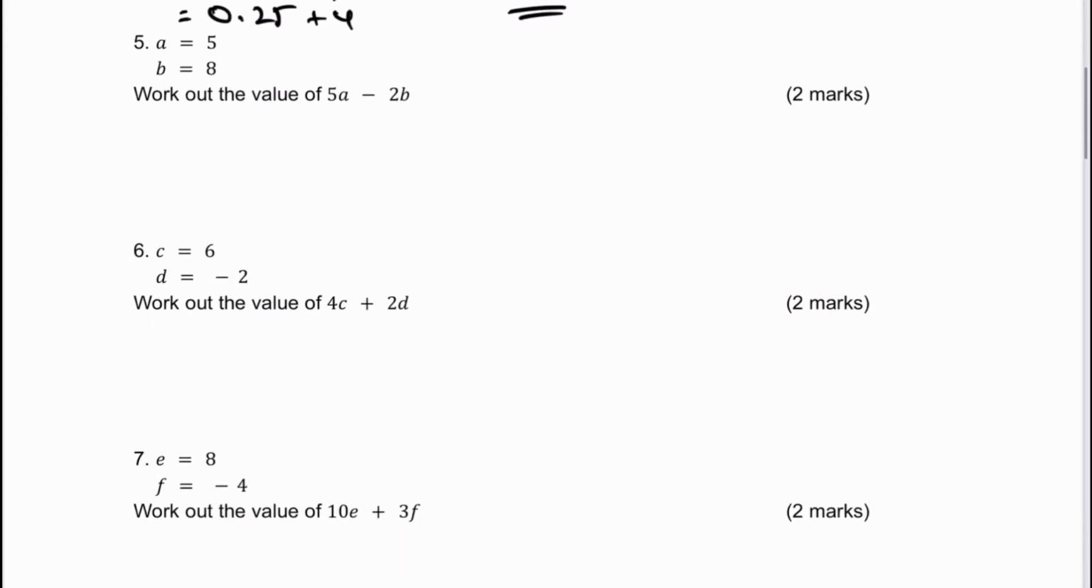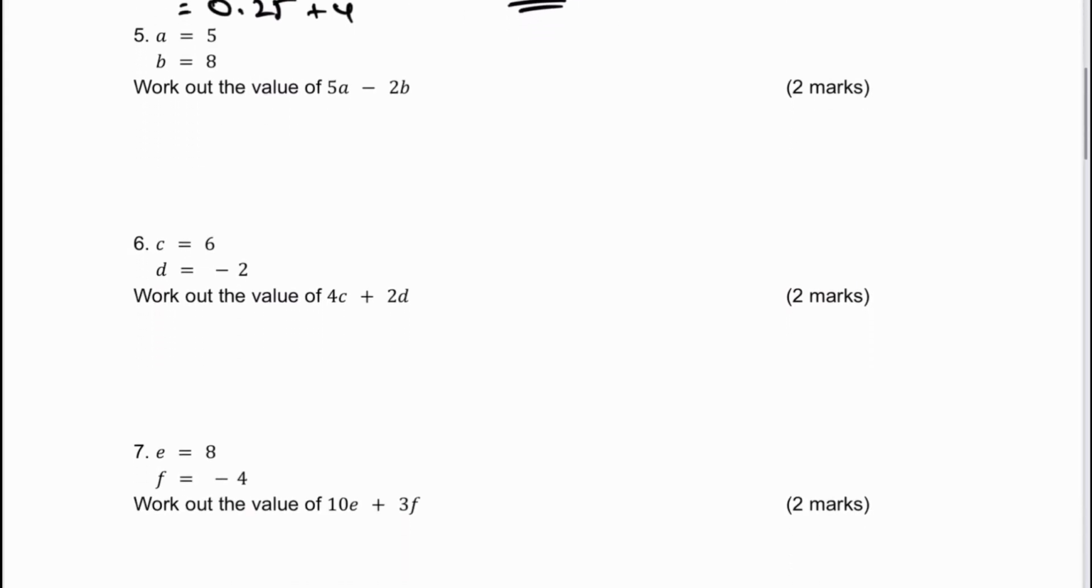Okay, let's have a look then at question number 5. Now this is a formula, or the value of 5a minus 2b, but this time we've been given a and b at the top there, so that's going to be 5 times a, which is 5, minus 2 times 8, which is b, and that's going to give us 25 minus 16, and that's going to equal 9, and that'll be the answer to question number 5.